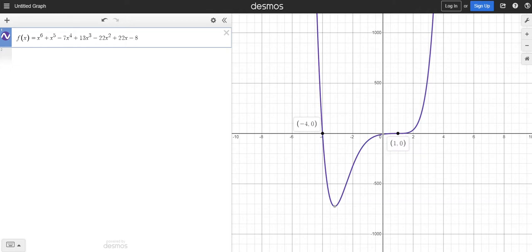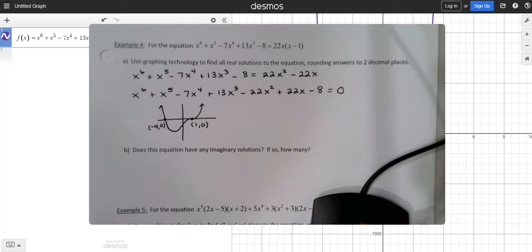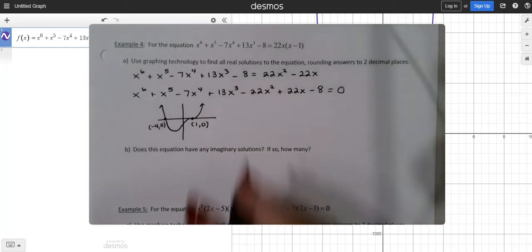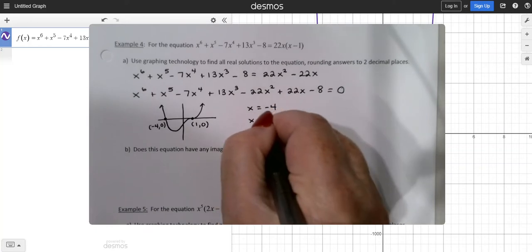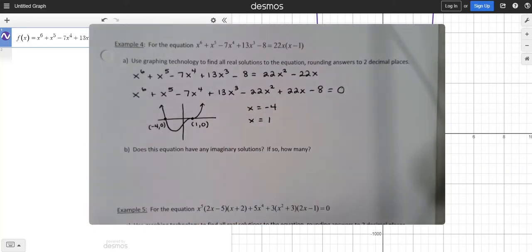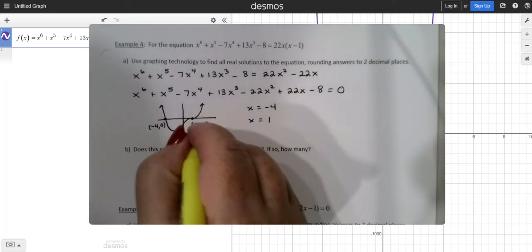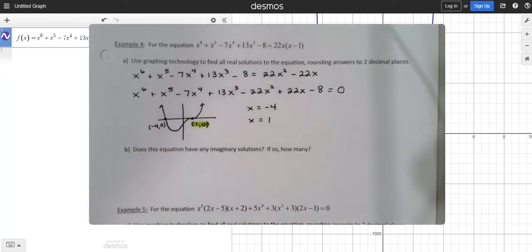Let's see, this first one was at -4, 0. And the second one is at 1, 0. All right, so clearly I have a 0 at x equal -4 and at x equal 1. But something kind of interesting happened this time, right? Look at this 0 at x equal 1. The graph does not cut straight through the axis at that point.